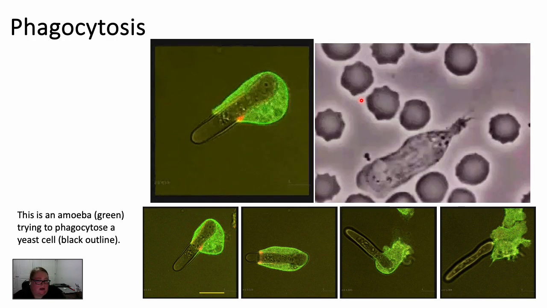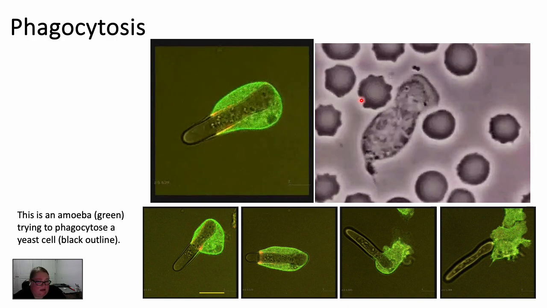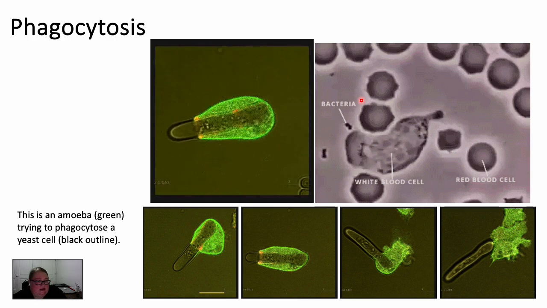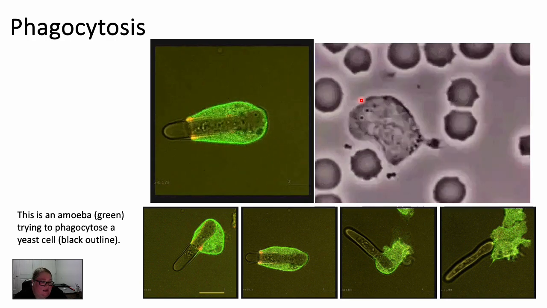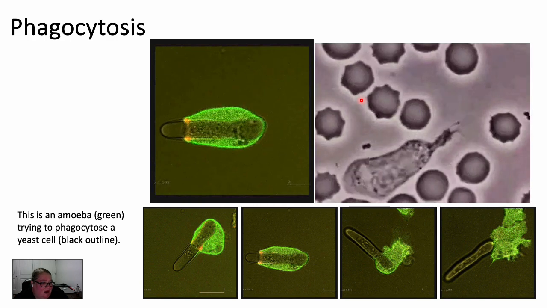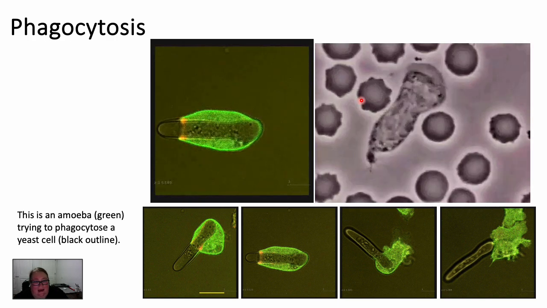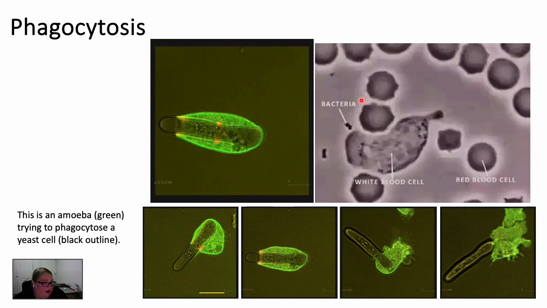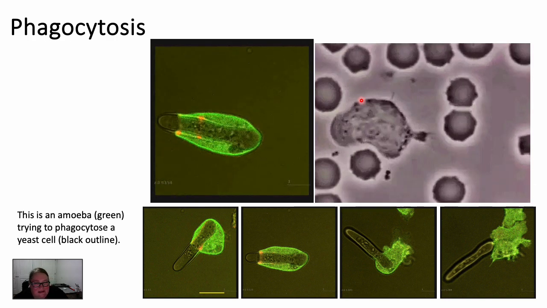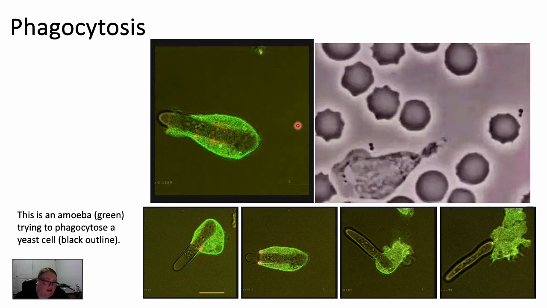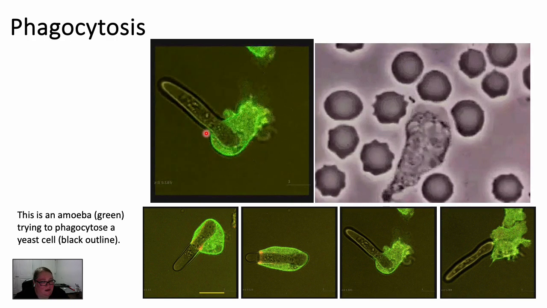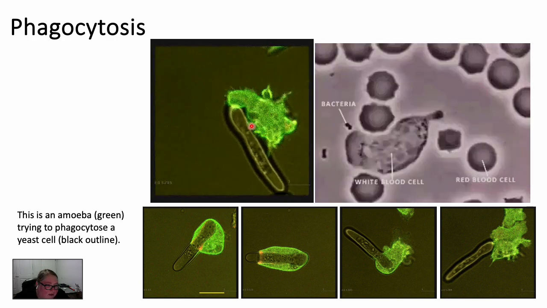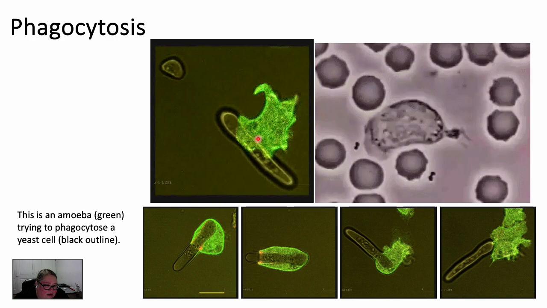A lot of single-celled organisms like amoebas use phagocytosis as a way to get nutrients. So in this video, we can see our amoeba, that's the bright green guy, trying to phagocytose a yeast cell. You can see it making a pocket, trying to bring it in. Well, there's a little bit of a problem here. Our yeast cell is considerably bigger than our amoeba. So our amoeba is going to try in a different direction. You can see the pocket forming when it latches on.